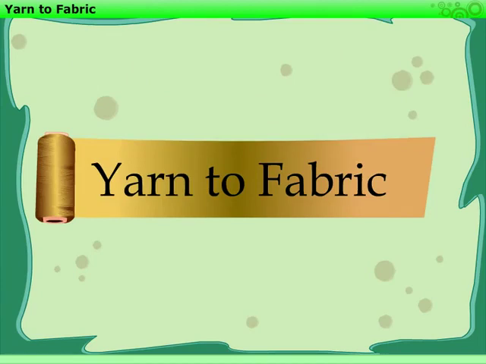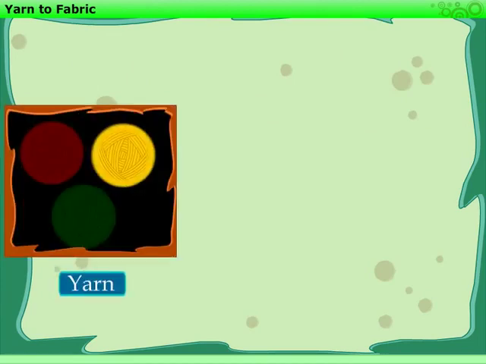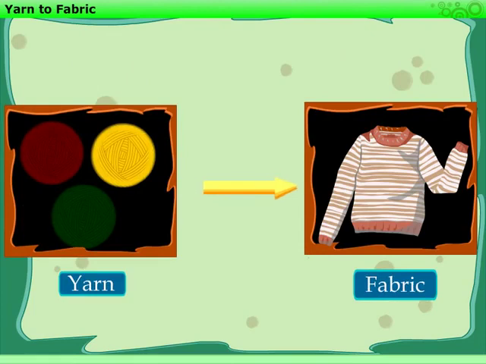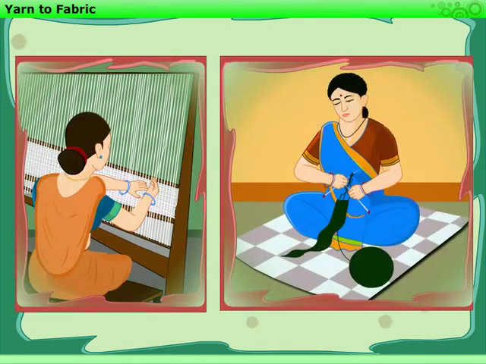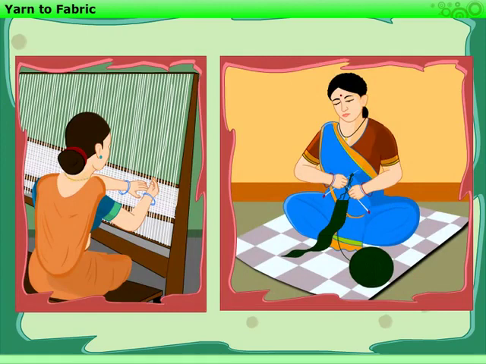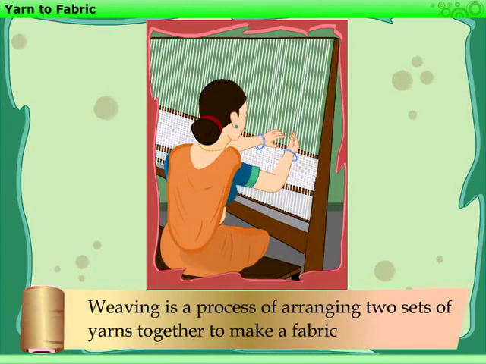Yarn to fabric. We note that fabrics are made from yarns. There are many ways by which it can be done. The two main processes are weaving and knitting. Weaving is a process of arranging two sets of yarns together to make a fabric.